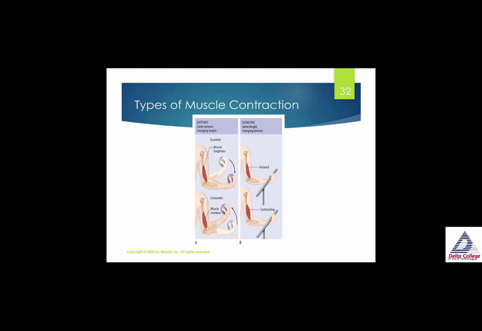So this is an example: isotonic, toned, same tension, changing length, right? That's like moving your arm up and down, bending your leg, moving around. Isometric is the same length, but you're changing the tension. So you're not changing the length, you're changing the tension only.